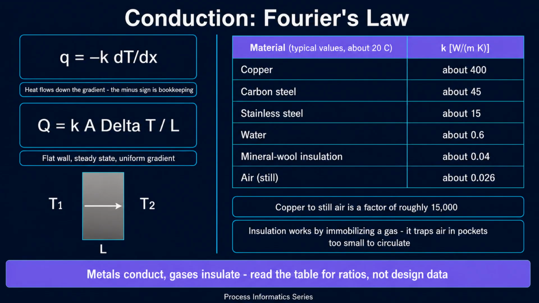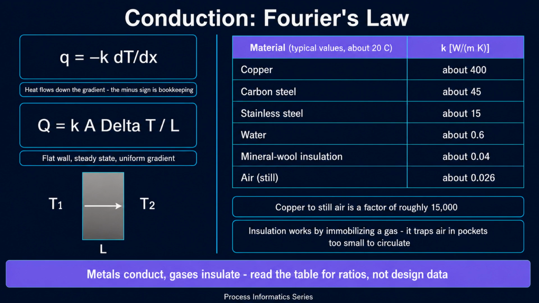Q equals minus k times dT by dx. The minus sign is bookkeeping, not physics. It says heat flows down the gradient, from hot toward cold. For a flat wall of thickness L at steady state, that integrates to Q equals k A delta T over L. Thin walls and conductive materials transfer well. Thick, insulating ones do not.